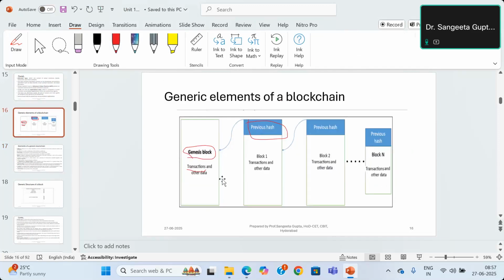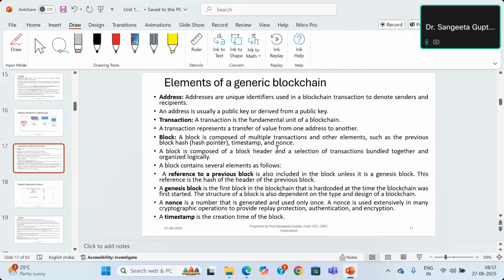These transactions have to reside inside a block, so a block is composed of multiple transactions, and in addition it also contains various other elements such as the previous block hash, which is known as a hash pointer, the timestamp, and the nonce value. This nonce value represents a number that is generated and used only once. Usually it is used in different cryptographic operations to provide authentication, encryption, and also protection from replay attacks. So this is the composition of a block.